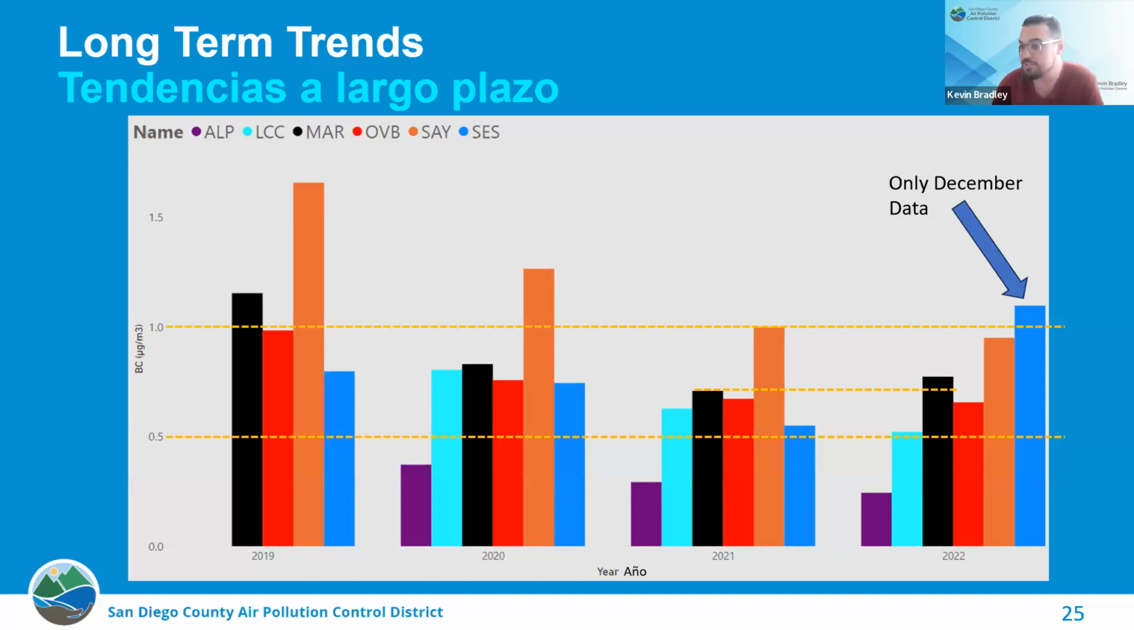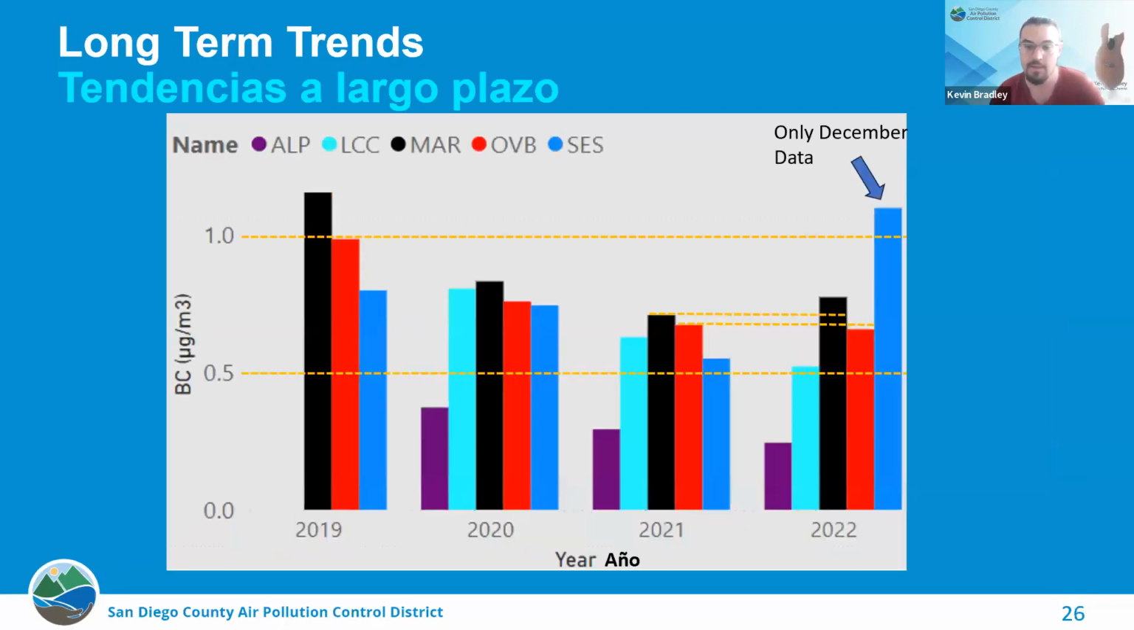So in the interest of transparency, I didn't want to just hide that from everybody and not talk about it. I wanted to point it out and let everybody know that that data just was missing and that we have only December data for Sherman Elementary School. Anyway, if we look at the remainder of the data, and actually, again, San Ysidro tends to be much higher. If we go to the next slide, this is the one that I actually removed San Ysidro from again so that we can kind of zoom in on the Portside sites.